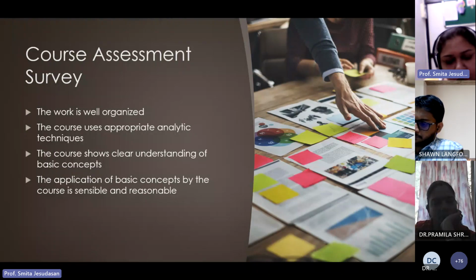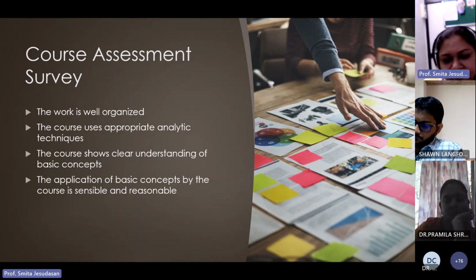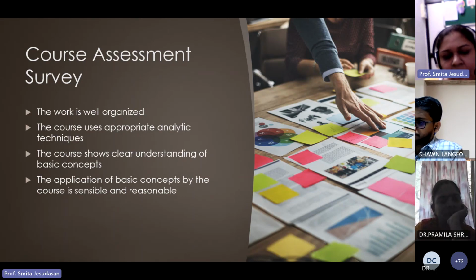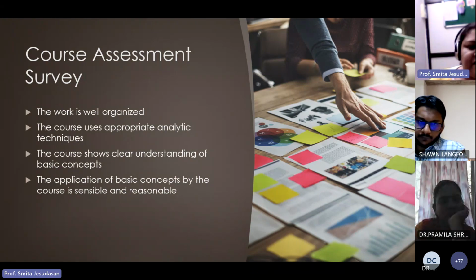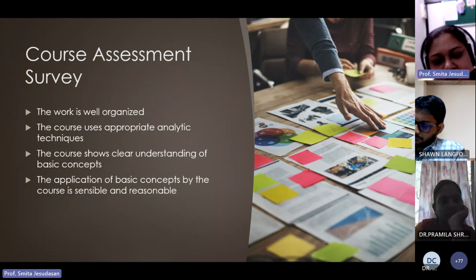So you can do a Google form and administer it to the students before the end semester examination or during the last week of the semester. Just give them these questions and rate it on low, medium, high. And students may give you their frank opinion or feedback regarding the course.